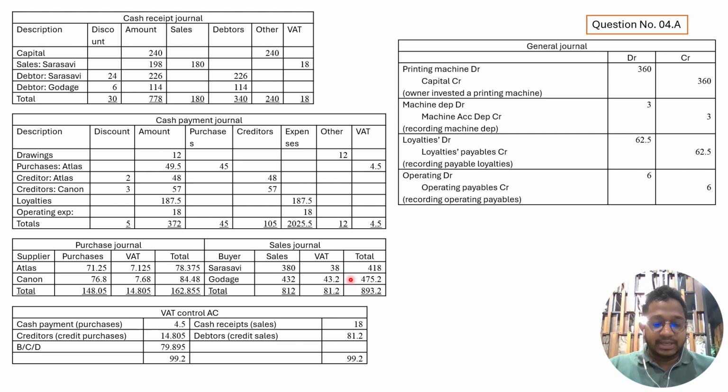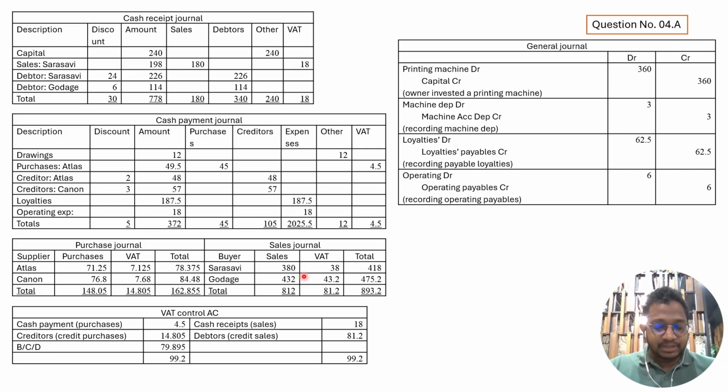And for Godage, you are selling all on credit. So 200 into 2,400, the gross amount is 480,000. And from that, after excluding 10% discount, your sale should be 432. Into that, add VAT 10%, and then you can get the total, right?